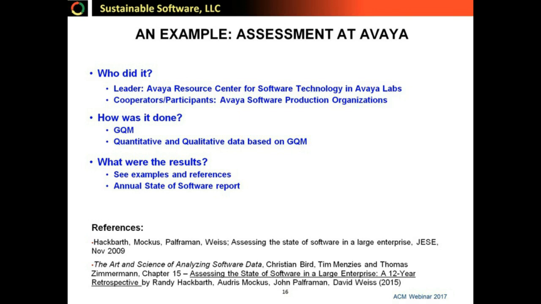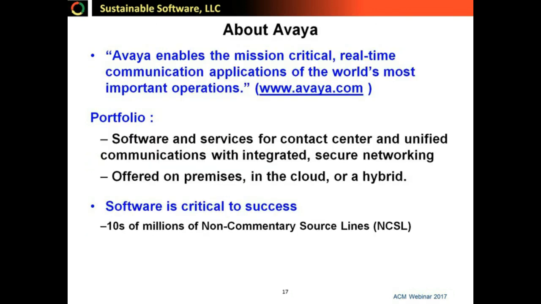We use GQM as David described, and the examples I'm going to describe today are based on the references at the bottom of the slide. These are, in fact, the same references Dave mentioned earlier. And if you want more information than what's provided in the webinar, just feel free to reach out to David or to myself. So what is Avaya anyway?